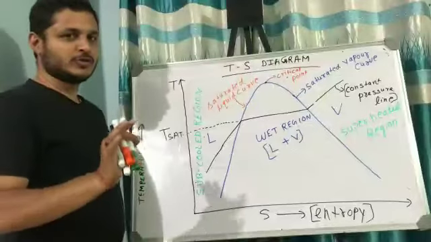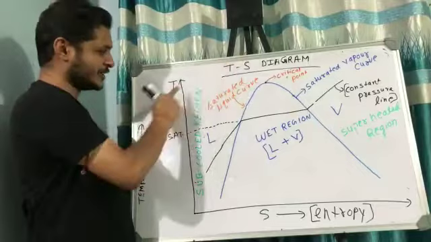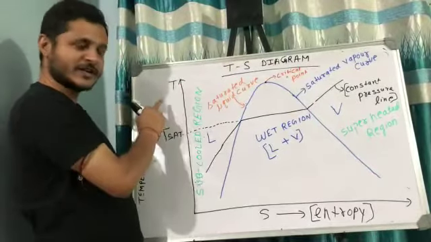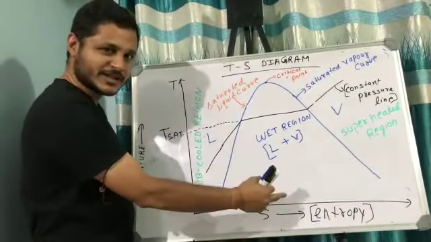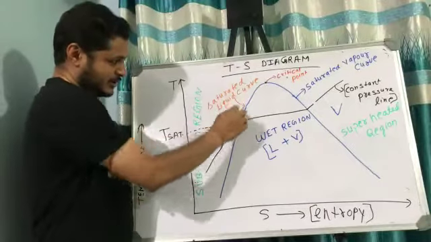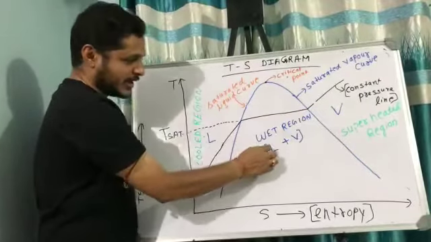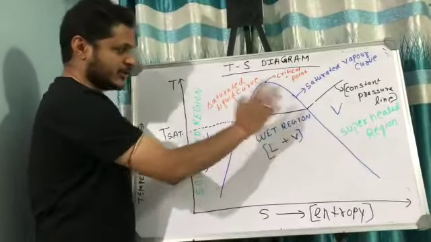Hello everyone. So we are in the series of TS diagram. So here is the TS diagram: temperature versus entropy. Temperature on y-axis, entropy on x-axis. So you can see this is L for liquid, V for vapor, and L plus V is liquid plus vapor.